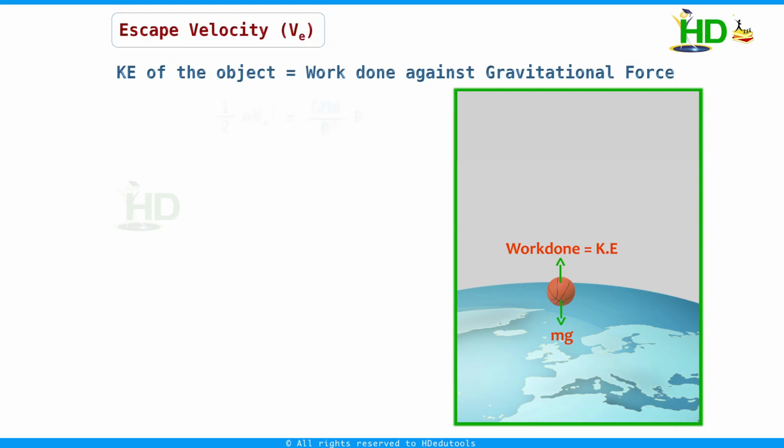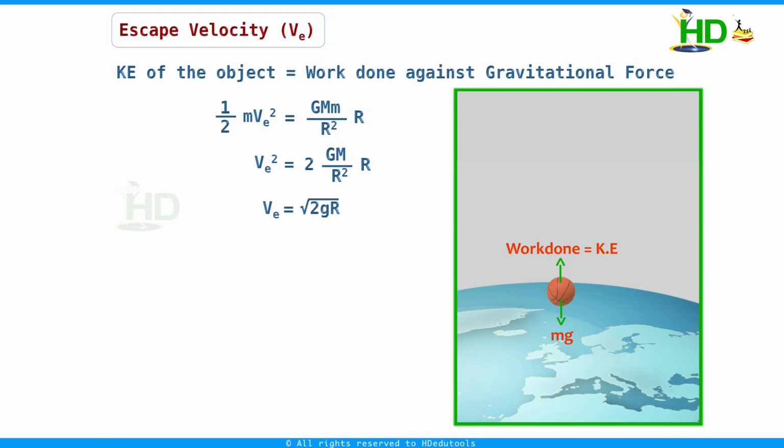Here we can write half mv square. If ve is the velocity required, that is escape velocity, the kinetic energy is half m ve square. This is equal to GMm by R. This is the gravitational potential energy or work done against gravitational force. Work done against gravitational force is nothing but GMm by R square into R, which is equal to GMm by R. Now from this we can write ve equal to root of 2GM by capital R.